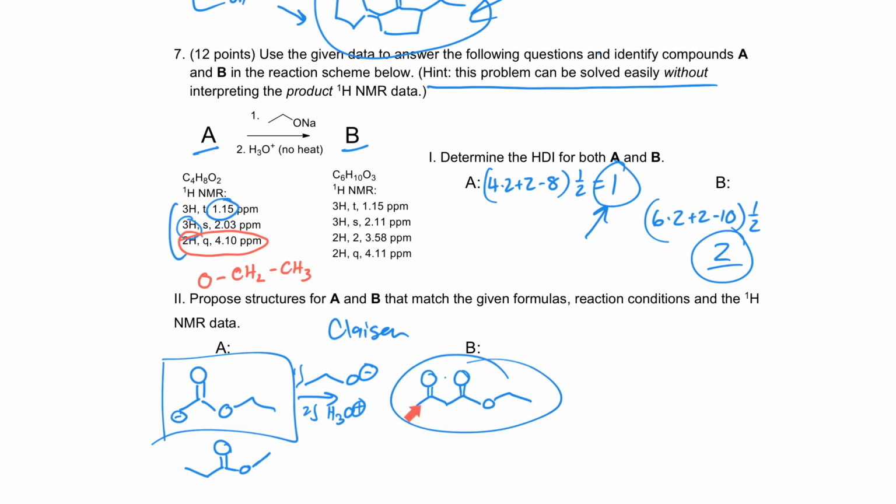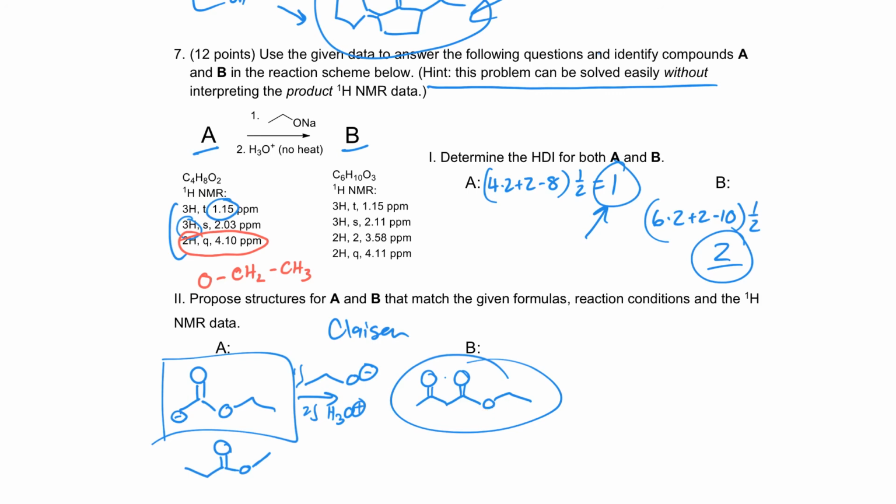Does it match the formula? C6H10O3. 1, 2, 3, 4, 5, 6. Yep. 3, 4, 5, 6, 7, 8, 9, 10, 1, 2, 3. Yes, it matches the formula. Does it match the NMR data? A 3-hydrogen triplet at 1.15 ppm. Well, this is a 3-hydrogen singlet, but this is a triplet, so that might work. 3-hydrogen singlet at 2, that's this one. 2-hydrogen, this should be a singlet, as I said in the exam room. 2-hydrogen singlet at 3.5, that's probably this 2 hydrogens right here. It's between 2 carbonyls, so it's shifted more than this signal. And lastly, 2-hydrogen quartet at 4, that is indicative of an ethoxy group.